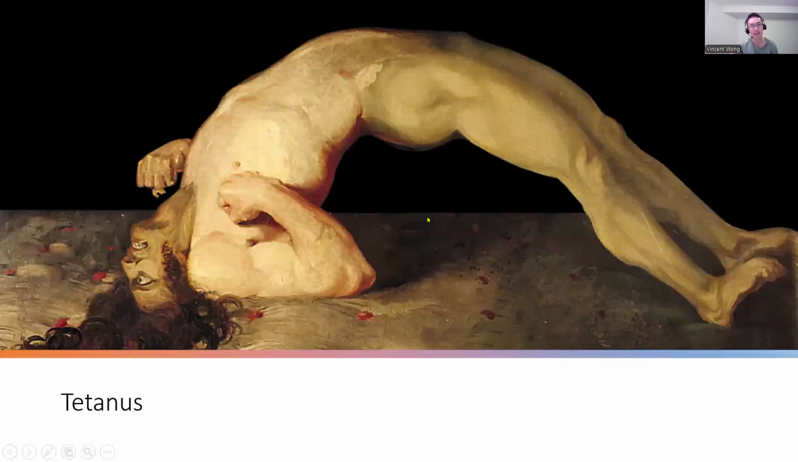You cannot relax. This is a very famous painting. You search tetanus picture online, you almost always get this picture. This is an 1809 painting of a soldier who was fighting in the war, because they get infected with tetanus.